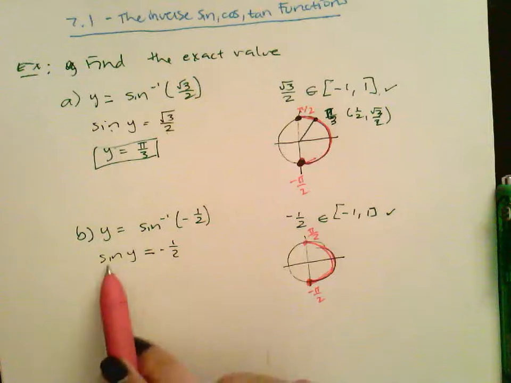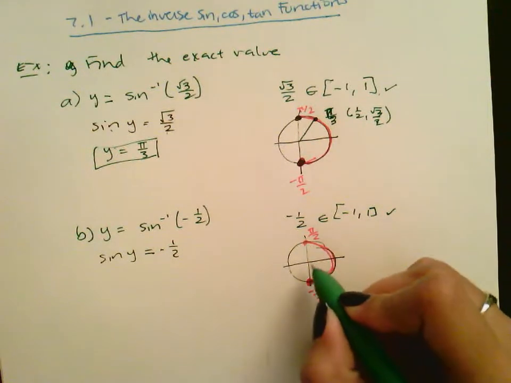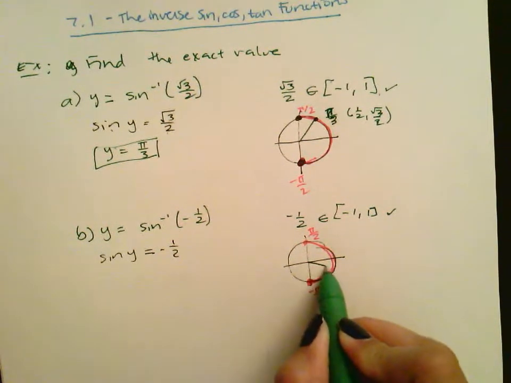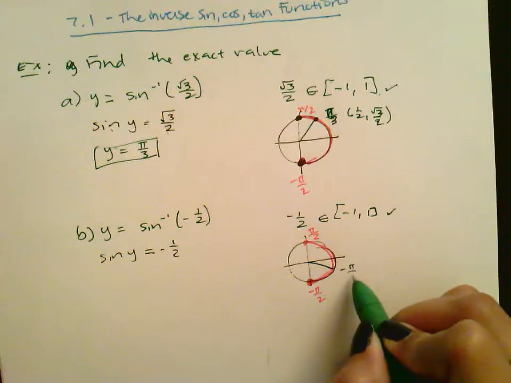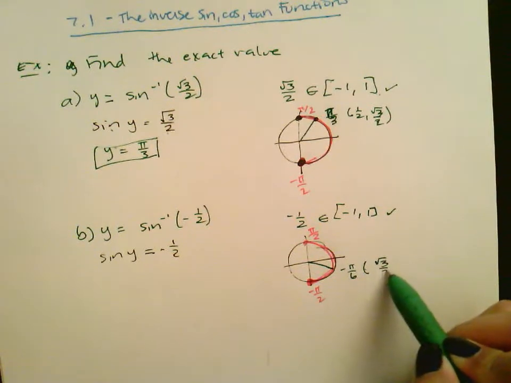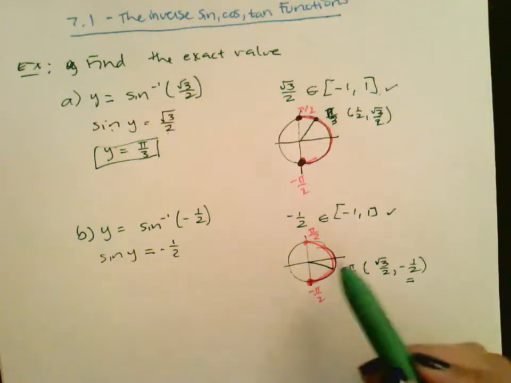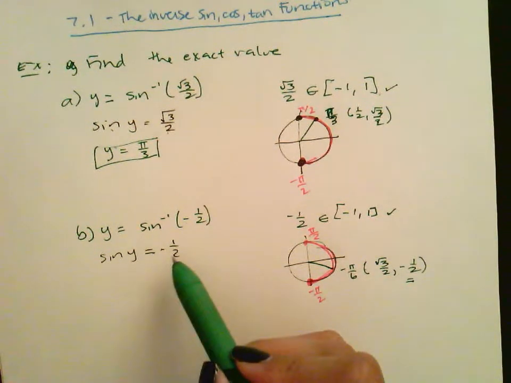So a sign of negative is going to be on the bottom. So let's go ahead and draw the angle corresponding to that. So that's going to be -π/6. And for this one, the point is radical 3/2, -1/2. That means that the sine of this angle is equal to -1/2.